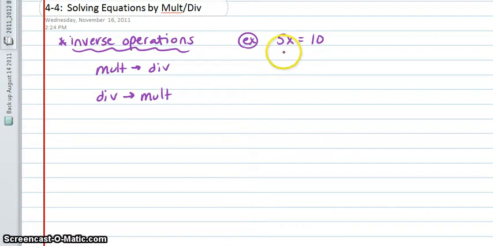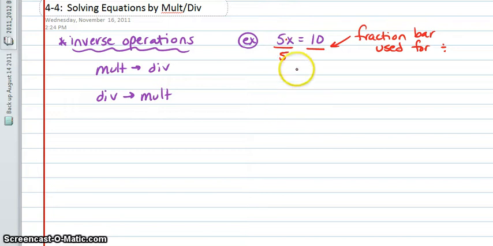So here we have to recognize that we have multiplication. If you need to put a multiplication dot in there to see the math, go ahead and do it. To undo multiplication, we need to divide. Now, we must use the fraction bar. It will be a lot easier that way. We always want to divide by the value that's being multiplied by the variable. So in this case, 5.